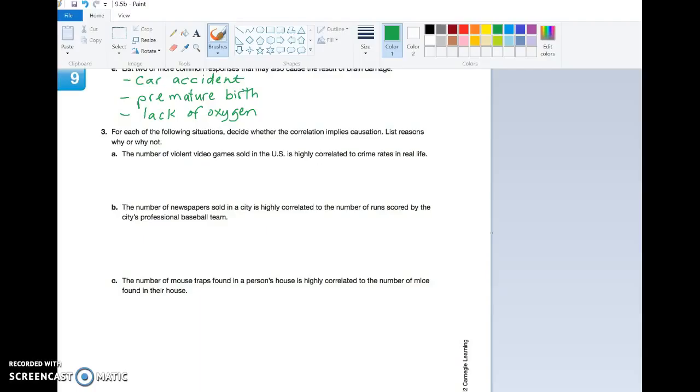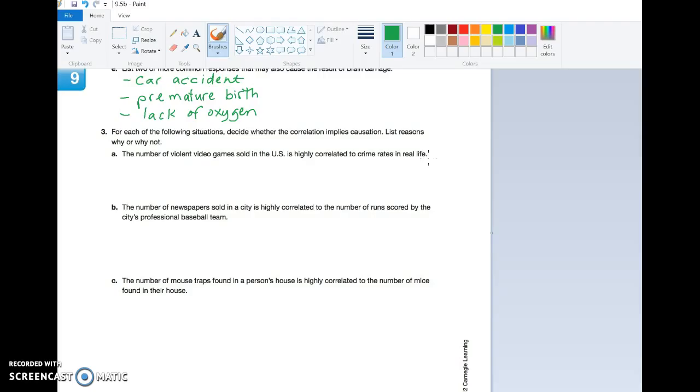Let's go on to question 3. Question 3 says, for each of the following situations, decide whether the correlation implies causation and list reasons why or why not. So, take a look at this first one. The number of violent video games sold in the U.S. is highly correlated to crime rates in real life. What do you think? Do violent video games cause crime rates to increase?